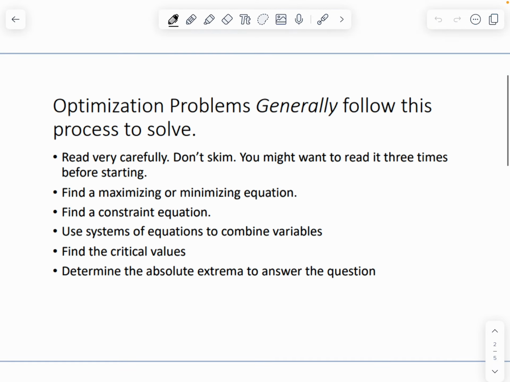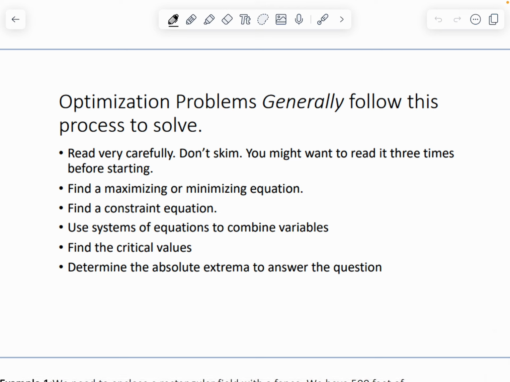Not always, but with optimization problems, generally, if you follow these steps, you can be successful. First, you're going to read through the problem, and don't skim it. Really read it. You want to make sure you understand exactly what you got yourself into before you start doing the problem. Then you're going to write the equation of the thing that you're trying to maximize or minimize. And then you're going to write the equation that represents the thing that is constraining you.